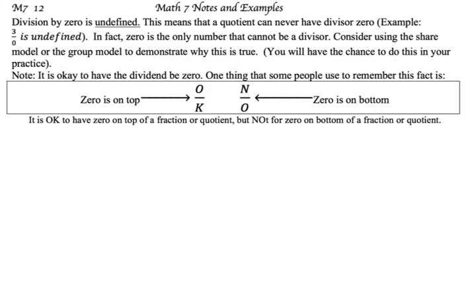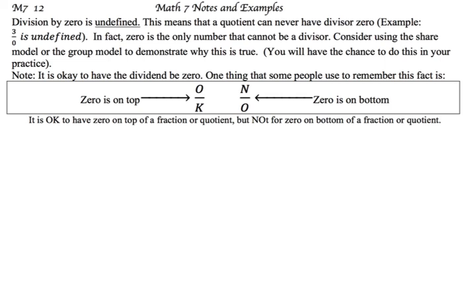Okay? So division by 0 is undefined. This means that the quotient can never have a divisor 0. For example, 3 divided by 0 is undefined. In fact, 0 is the only number that cannot be a divisor. Consider using the share model or group model to demonstrate why this is true. I have done both of those in this video. You can rewind and rewatch it. You will have the chance to do this in your practice.